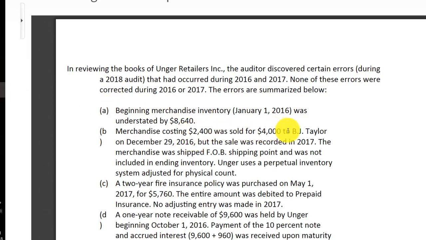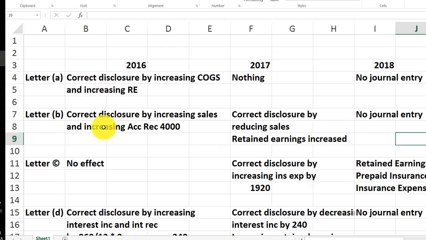Merchandise costing $2,400 was sold for $4,000 in December 2016, but it was recorded in 2017. It was shipped FOB shipping point and was not included in any inventory. That means the inventory is correct at the end of 2016. So cost of goods sold is correct, inventory is correct. So all we're worried about is the sales amount. And so we're going to correct that disclosure in 2016 because it should be in 2016. We should increase sales and accounts receivable. Those are the offsetting things.